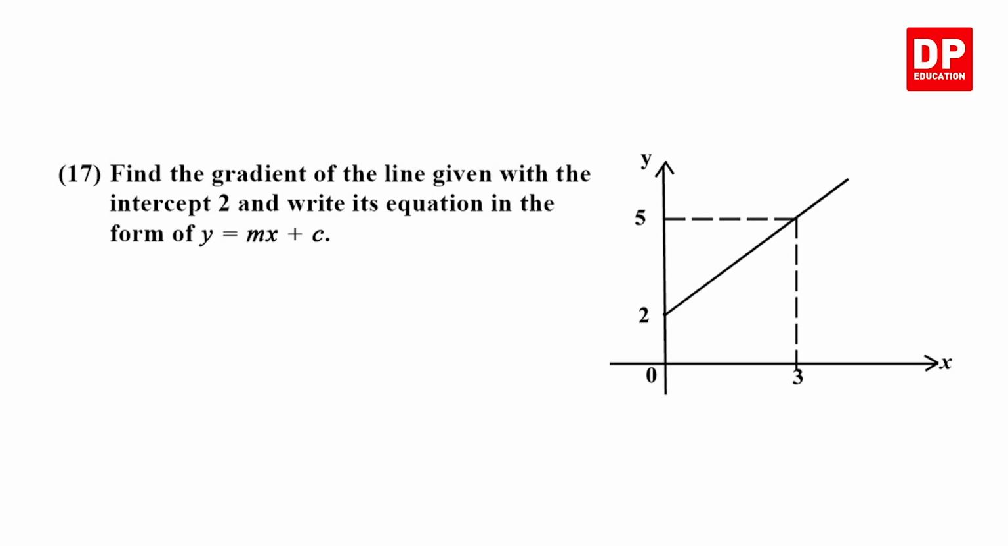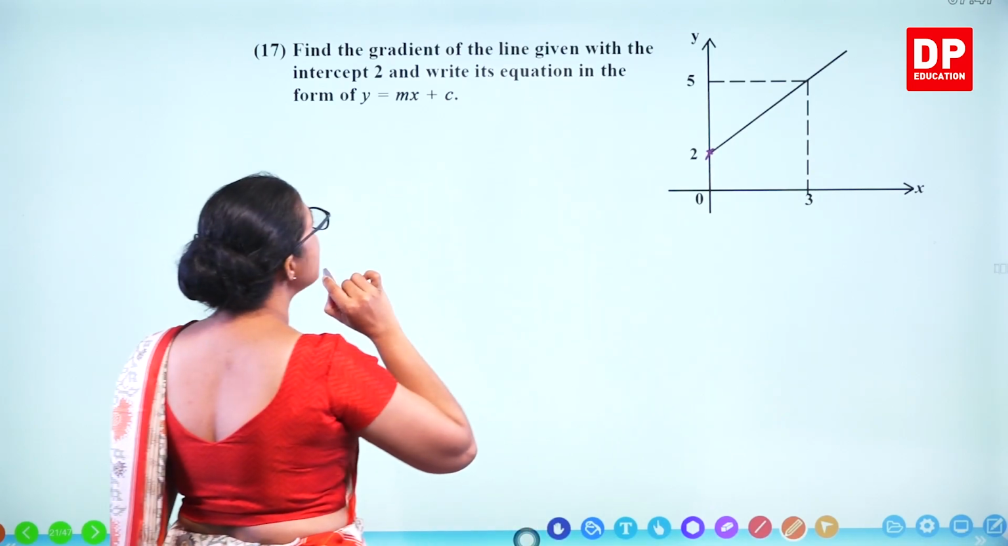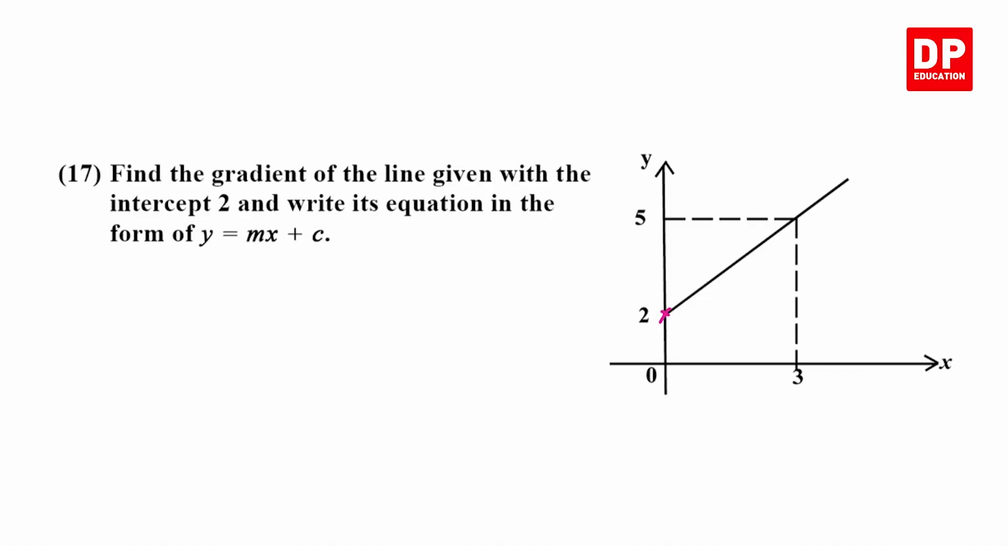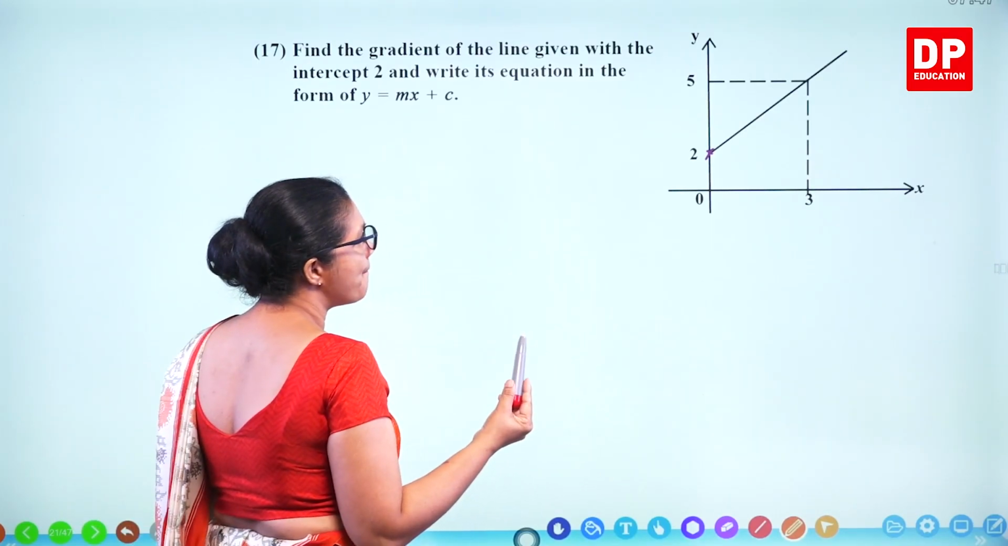Question number 17. Find the gradient of the line given with the intercept 2. Intercept is where it cuts the y-axis. And write its equation in the form y equals mx plus c. So you need to find out the gradient m.